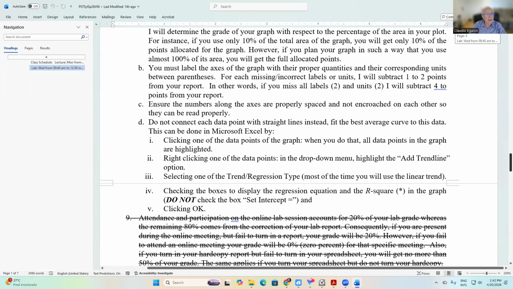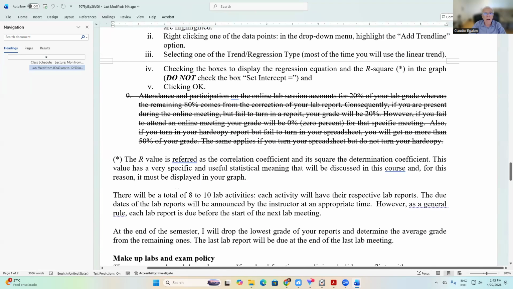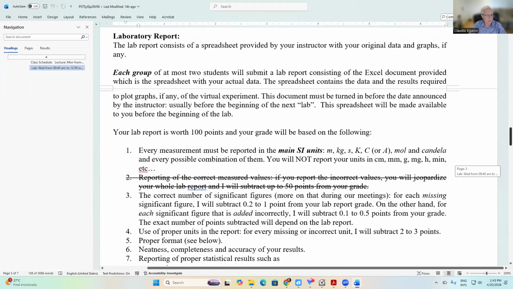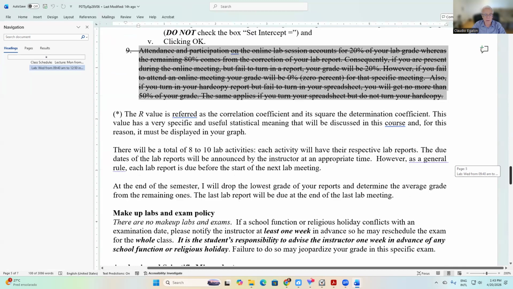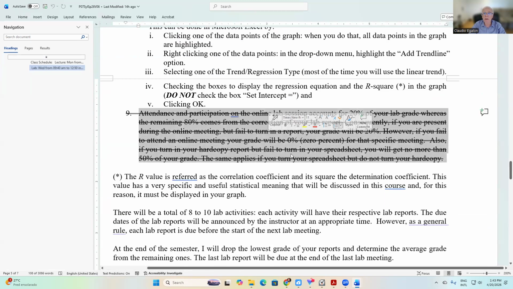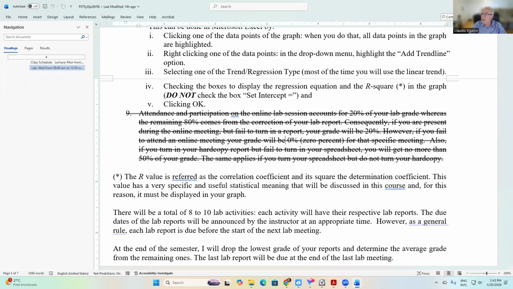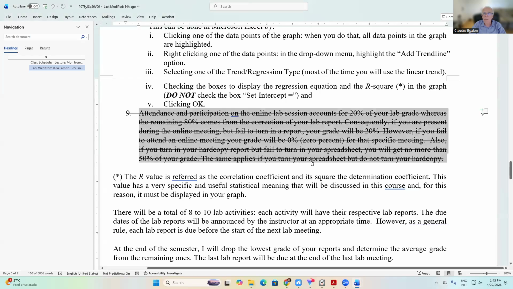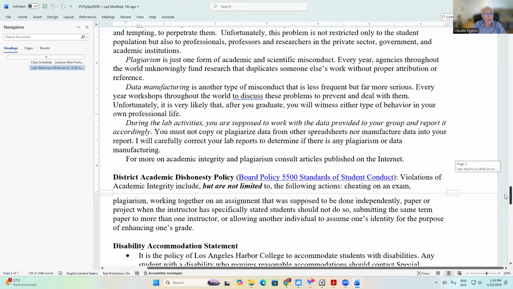An item there, this one, number 9 on the lab report. In the past, I used to require my students to turn in a hard copy, and today I don't do that anymore, and I forgot to delete this part from the syllabus. Okay, there's no hard copy, just the spreadsheet that you turn in for the lab.